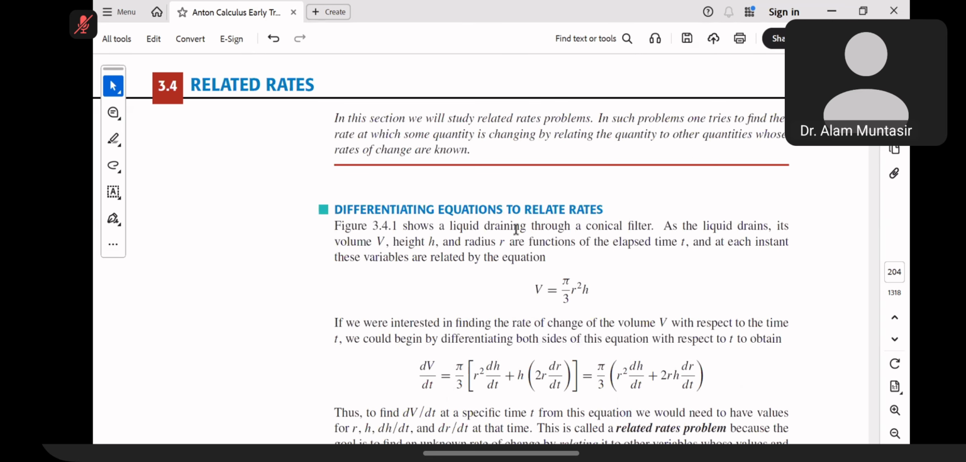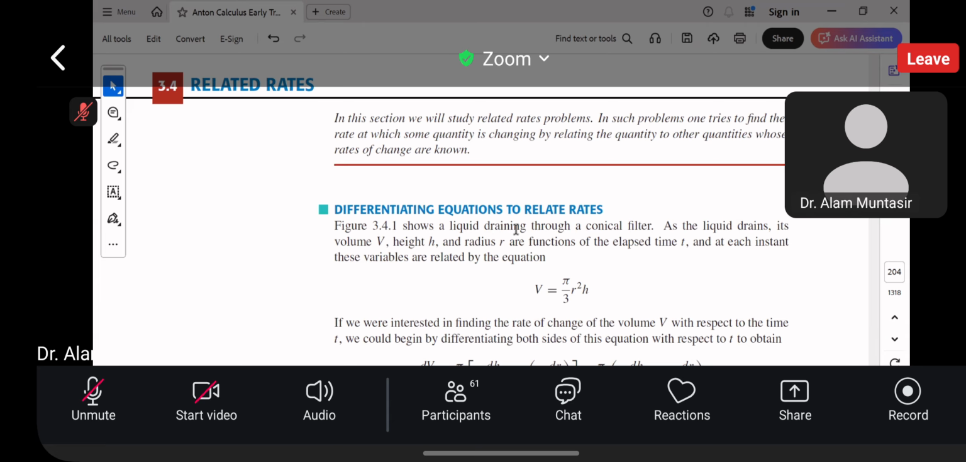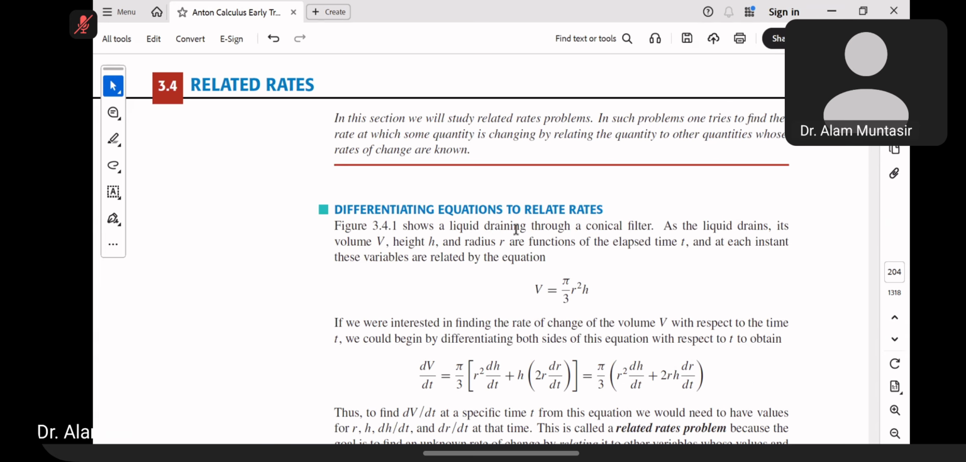So 3.3 is not included in your syllabus. Now we are moving to 3.4. Chapter 3.4 is an important chapter for all of you, and this chapter is all about related rates. This chapter deals dedicatedly with related rates, that means the rate of change of any particular quantity with respect to time. Whenever we say rates, it actually indicates a change with respect to time.